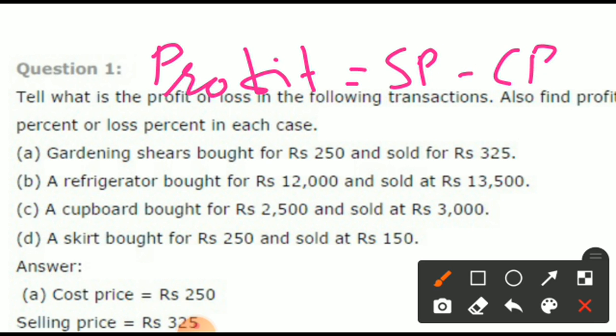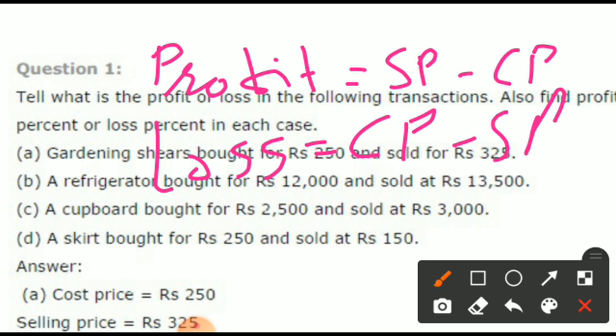Whenever you buy a thing and then sell it at a little higher price, profit is equal to SP minus CP, selling price minus cost price. In the same way, loss is equal to CP minus SP. Sometimes you buy a thing and sell it at a lower price. Selling price is less. Suppose you buy a scooter.